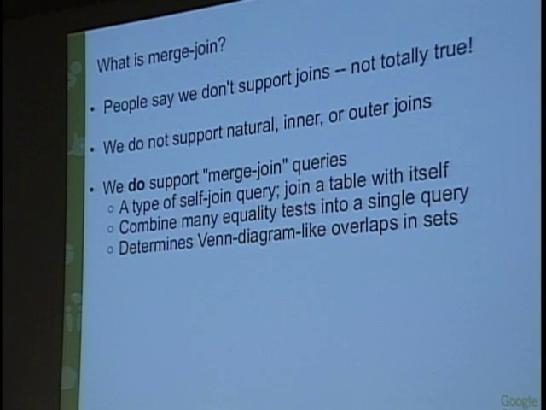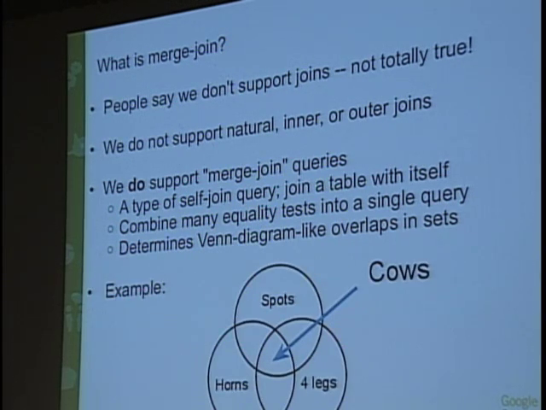And we can determine Venn diagram type overlaps, like this example, where we organize all the animals that we have in our database. And some animals have horns, some have 2 legs or 4 legs or 8 legs, but not all of them match the same criteria. And we're looking for animals that have spots, horns, and 4 legs. And we're hoping to find cows in that list. So let's see if we can do that.